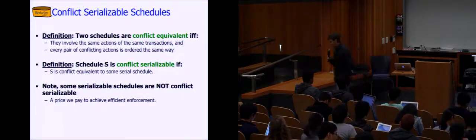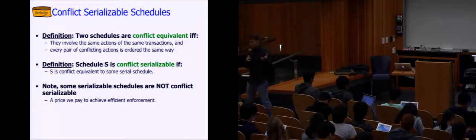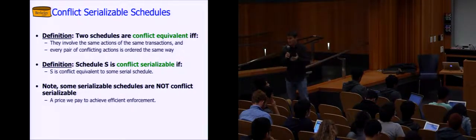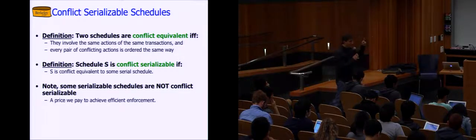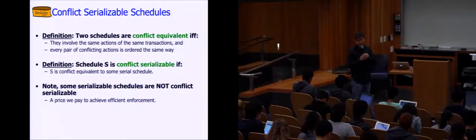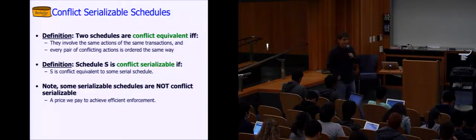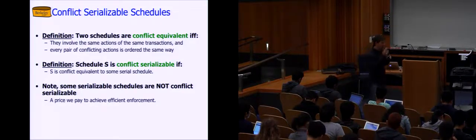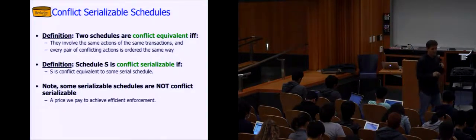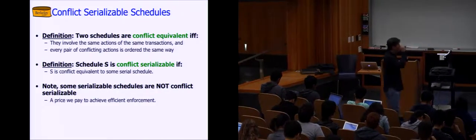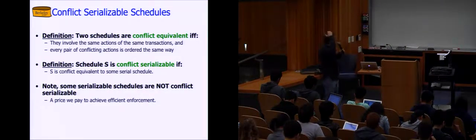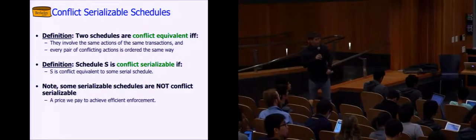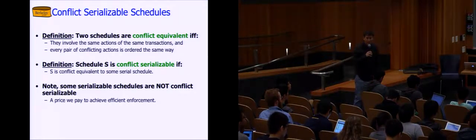So if the first schedule had transaction 1 writing A before transaction 2 reads A, then the second schedule would also have transaction 1 writing A before transaction 2 reads A. So all the conflicting actions are ordered the same. The non-conflicting actions, reorder them any way you want. They don't conflict, so it's fine. So we'll say that two things are conflict equivalent if the only differences between them are non-conflicting orders of actions. And you'll see visually an example of this on the next slide. It'll make it very obvious. So given that two schedules are conflict equivalent, we can say that a schedule is conflict serializable if it's conflict equivalent to some serial schedule.